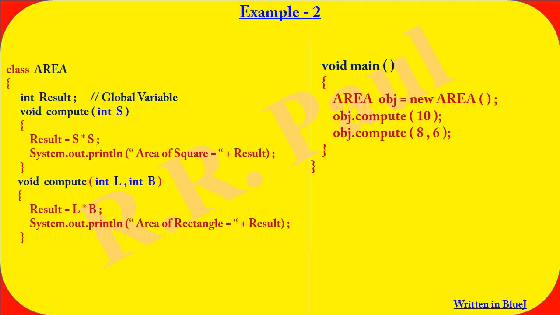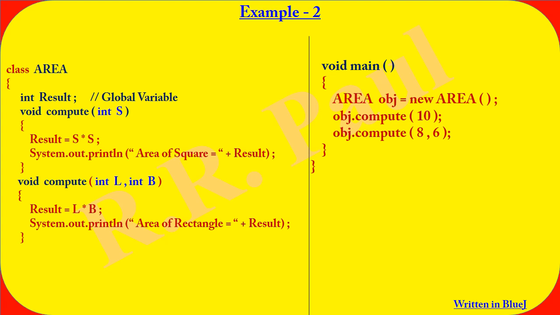Now, let us have a look at a proper example. You see it's a program consisting of two functions, both having the name compute. That is, clearly it is a case of method overloading. One consists of one integer type parameter int s and another one consists of two integer type parameters int l, int b. In one, the square's area is being calculated and in another one, the rectangle's area is being calculated.